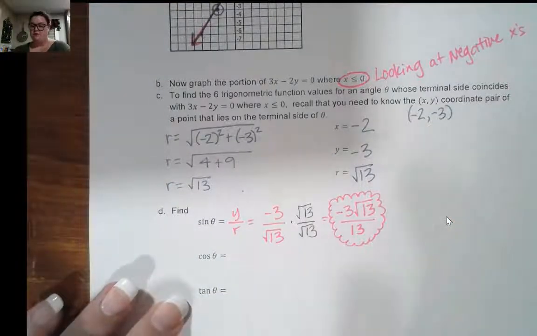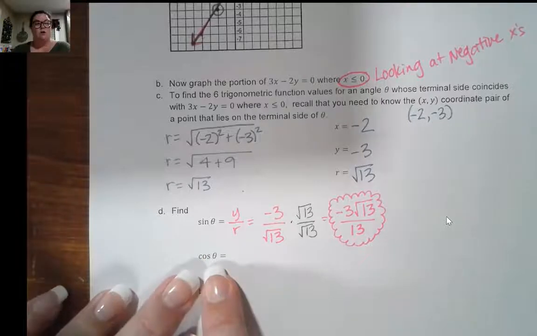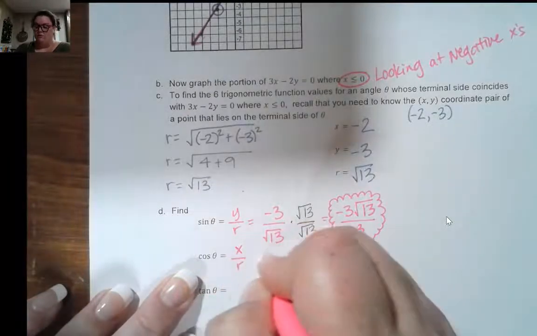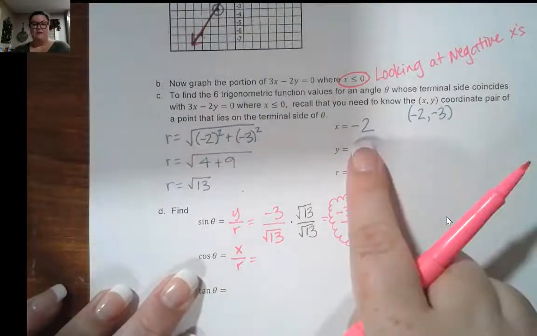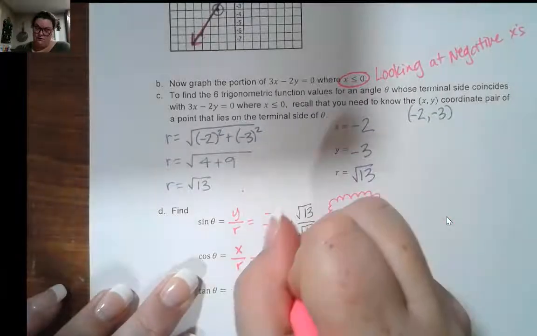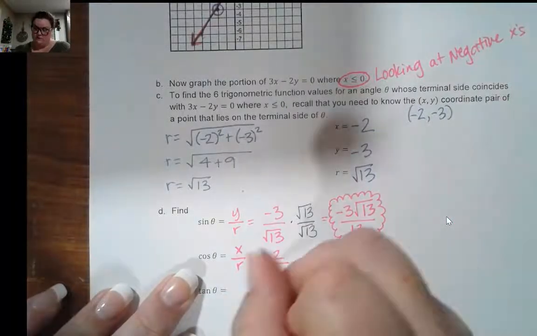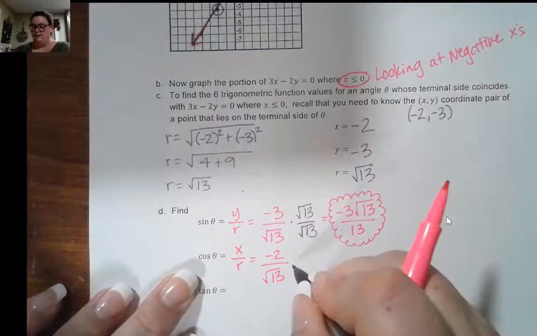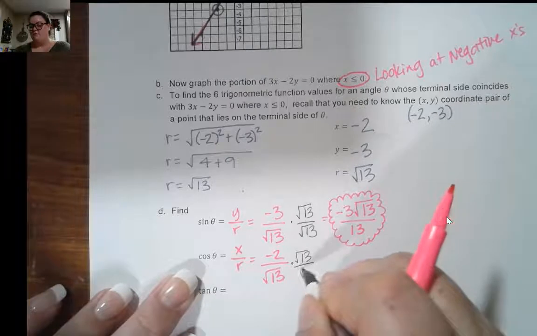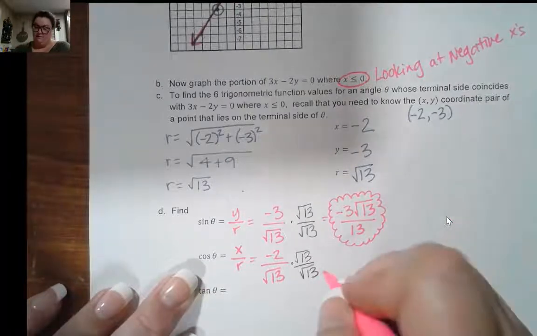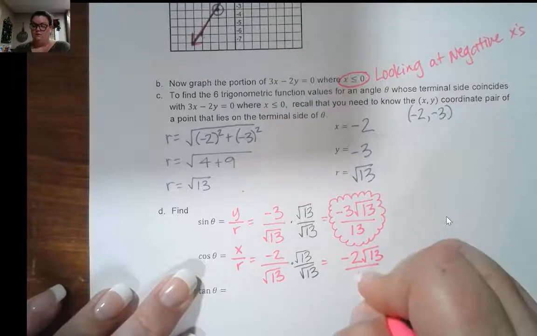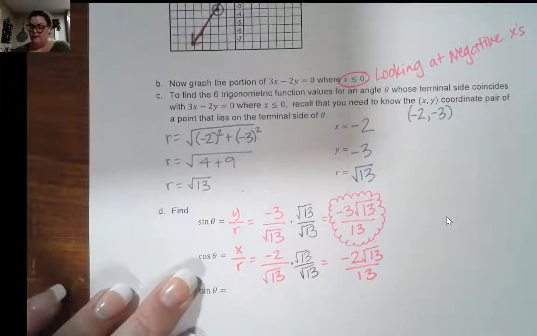Okay. So there's our sine value. Now we want to look for cosine. Remember, cosine, we find its value by doing the ratio of x over r. So my x value here is negative 2 over my r value, which is the square root of 13. Again, we have to rationalize the denominator, so we're going to multiply by the square root of 13 over the square root of 13. And that gives us negative 2 square root of 13 over 13 when we simplify, right?